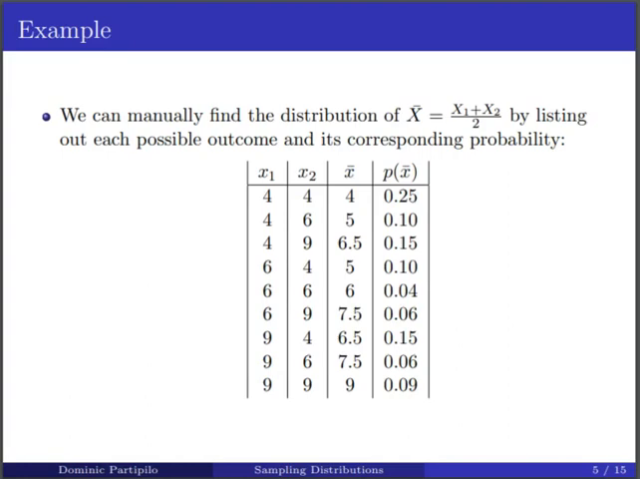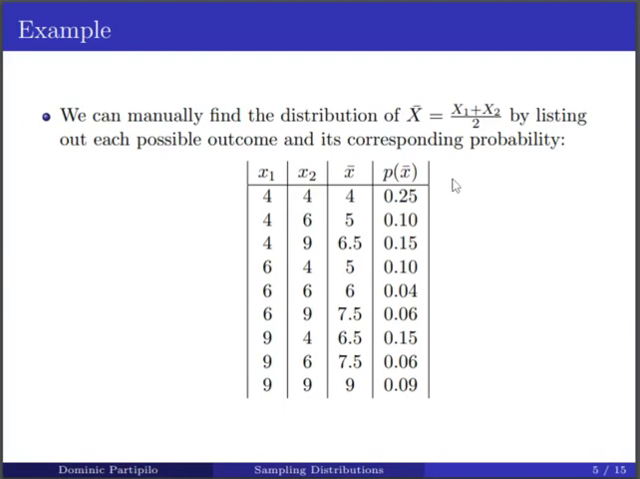So for example, if we get 4 and 4, then our average is going to be 4. If we get 4 and 6, then our average is going to be 5. If we get 6 and 9, then our average is going to be 7.5. And we can do that for each of these possible outcomes.